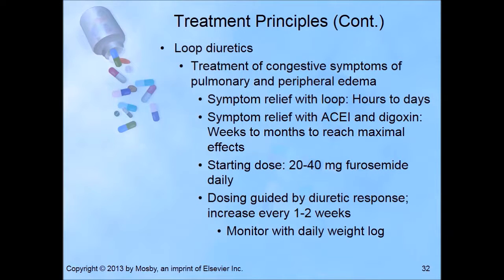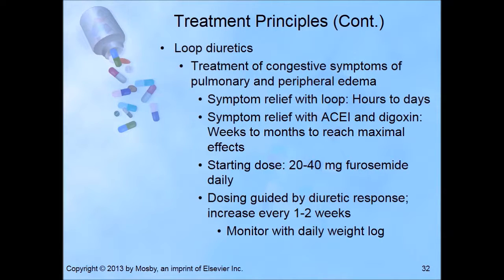In the treatment of patients with heart failure, loop diuretics relieve congestive symptoms of pulmonary and peripheral edema. Symptom relief is felt within hours to days, in contrast to the other treatments for heart failure, such as ACE inhibitors, beta blockers, and digoxin. Those may take weeks to months to provide maximum benefit. A typical starting dose of furosemide is 20 to 40 milligrams, for bumetanide 0.5 to 1 milligram, and for torsemide 10 to 20 milligrams.